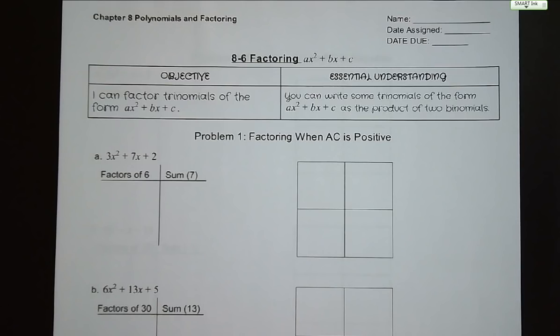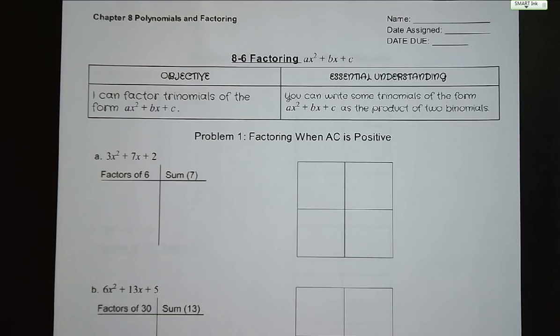So our objective for today is that I can factor trinomials of the form ax squared plus bx plus c. And the same essential understanding as yesterday: you can write some trinomials of the form ax squared plus bx plus c as the product of two binomials. You'll notice the main difference of this lesson is that we are going to have a coefficient in front of our x squared term that is not 1, which it was in the previous lesson. So we have some new strategies on how to solve these kinds of factoring problems.